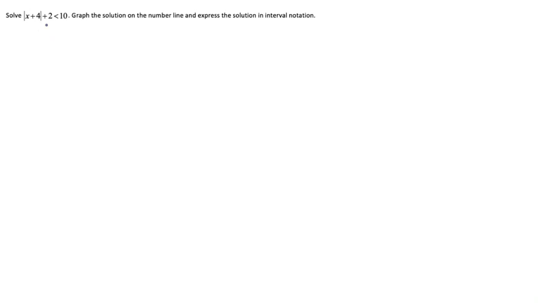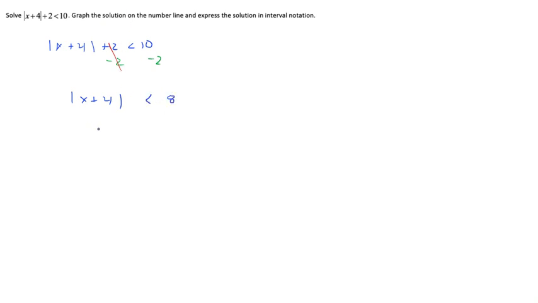We have to essentially move this 2. We want to move the 2 over to the right side. How are we going to do that, though? Using the property of equality, we're going to subtract 2 from both sides. It does cancel out the 2's on the left, so we get the absolute value of x plus 4 is less than 8.